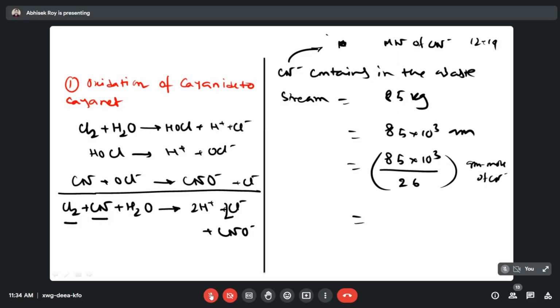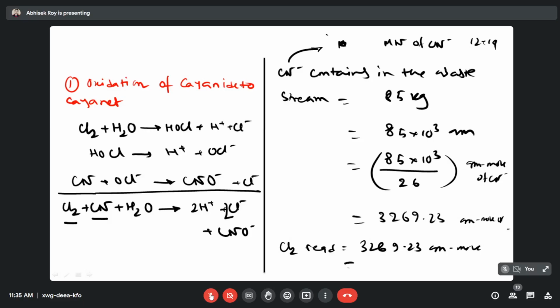So 3269.23. That much gram mole of CN. তাহলে এত গ্রাম মোল অফ CN দরকার হলে Cl2 কতটা দরকার হবে? Cl2 required will be how much? সিম্পল, 1 গ্রাম মোলের জন্য 1 গ্রাম মোল, সো 3269.23 গ্রাম মোলই রিকোয়ার্ড হবে, রাইট? এত গ্রাম মোল মানে কত গ্রাম অফ ক্লোরিন?